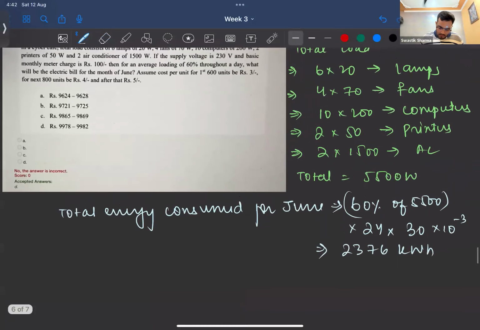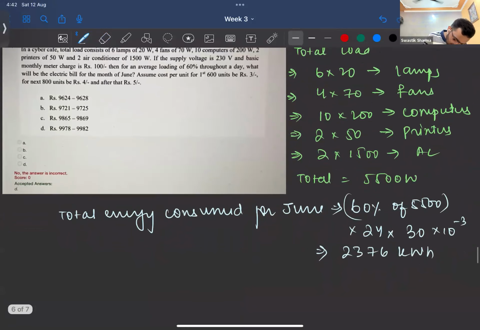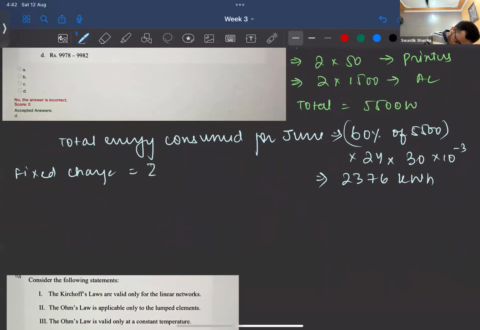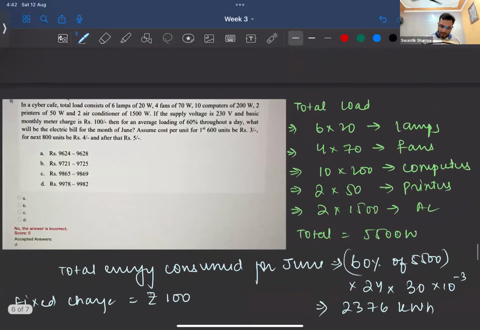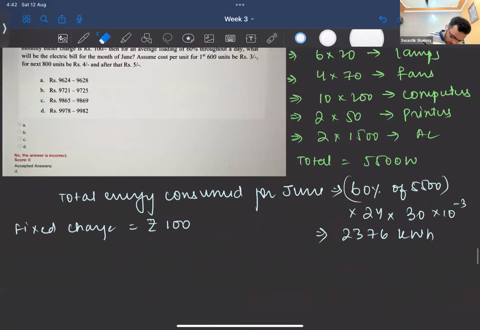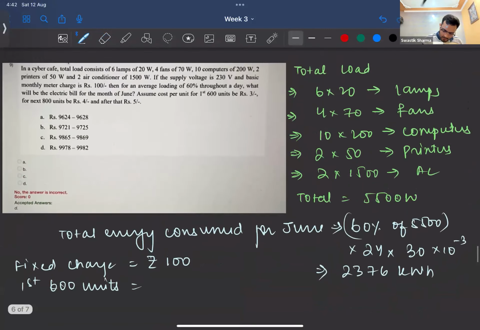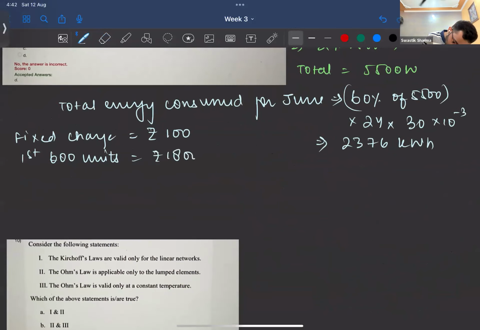So now we know there's this fixed charge. What's the fixed charge? A fixed charge of 100 rupees, right? Now for the first 600 units, it's charging 3 rupees, so that means a total of 1800. And how many units are left? 1776 units are left.